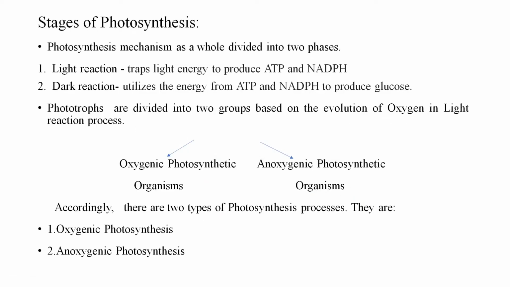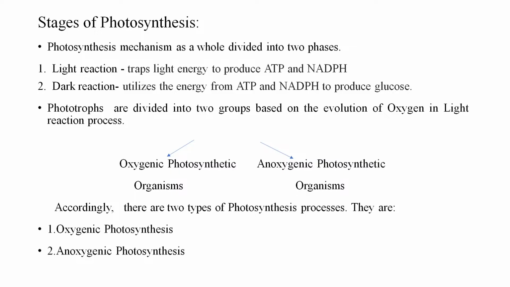And these are the stages of photosynthesis. The photosynthesis mechanism as a whole is divided into two phases, the light reaction and the dark reaction. The light reaction traps the light energy from the sunlight and produces ATP and NADPH. Whereas in the dark reaction, the energy produced in the light reaction is utilized: it uses the energy from ATP and NADPH from the light reaction and produces glucose.